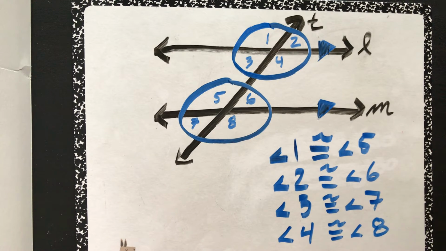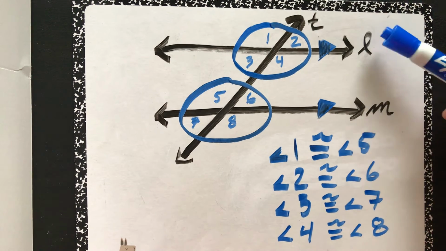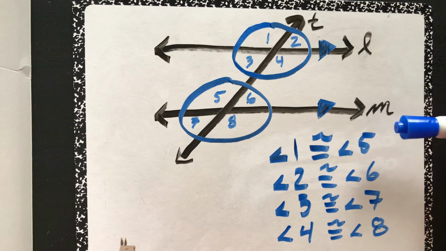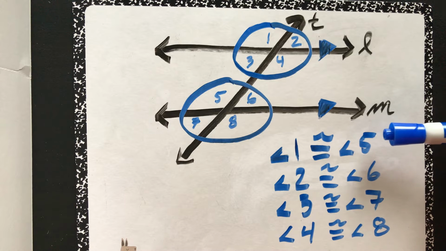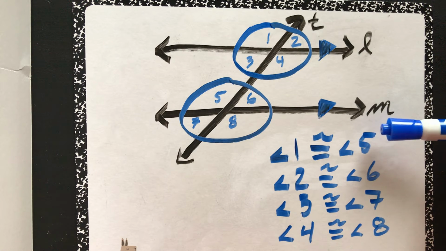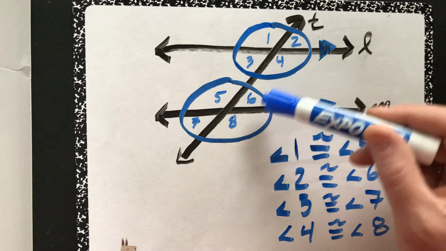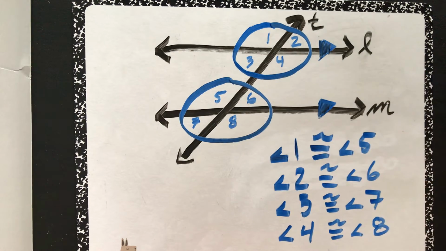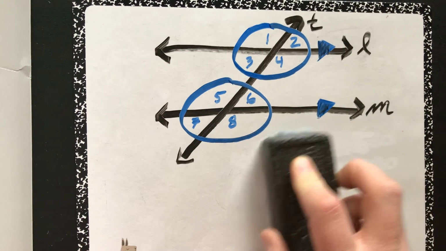Now remember, all of these theorems are only true if we have parallel lines, which we do. And remember, all of our sets, like alternate interior angles, alternate exterior angles, and corresponding angles, those are all pairs that are congruent. The same side interior and same side exterior, those are supplementary. They add up to 180. All right, so don't make that mistake.